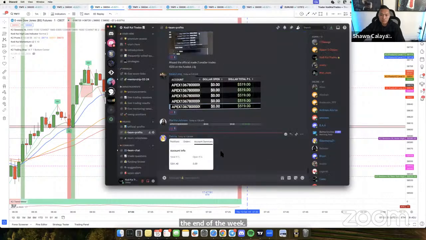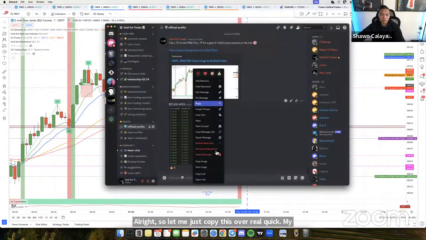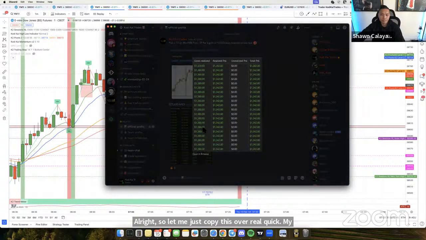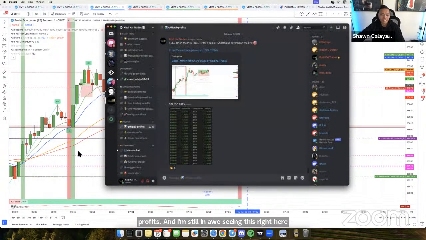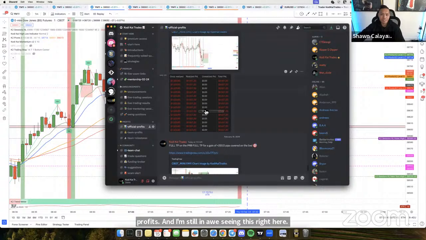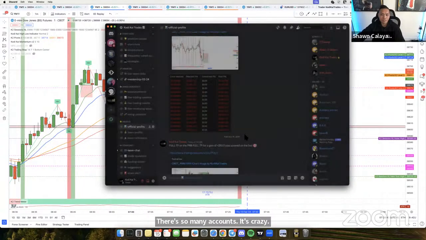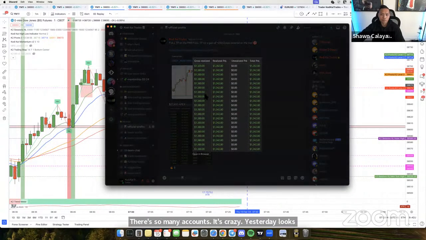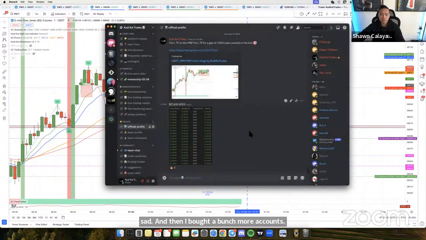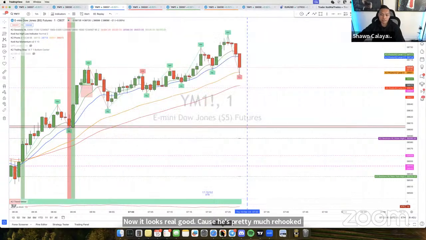All right, so let me just copy this over real quick. My profits. Man, I'm still in awe seeing this right here. There's so many accounts. It's crazy. Yesterday it looked sad. And then I bought a bunch more accounts. And now it looks real good. Because these pretty much recouped all the losses from yesterday. And then some.